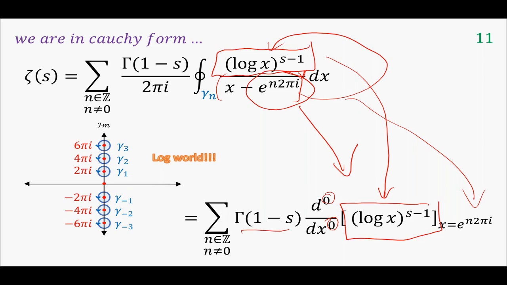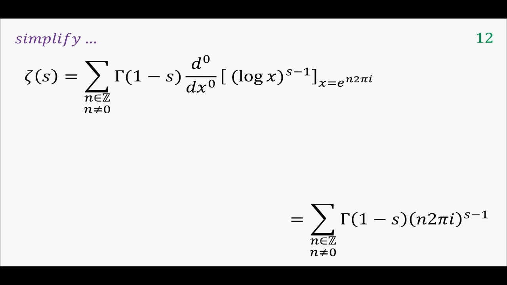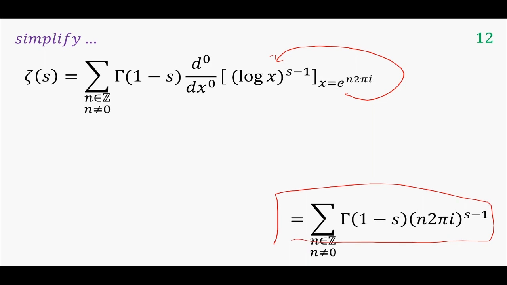And we can go ahead and just input this. So let's just input this x in. We don't have to take any derivatives, by the way. It's just a straight up function that we're just inserting the x into. And the e and the log will cancel, and we're just left with this. Look how much this has collapsed. This is nuts. So we're just left with the gamma function, and the n 2 pi i to the s minus 1 power.